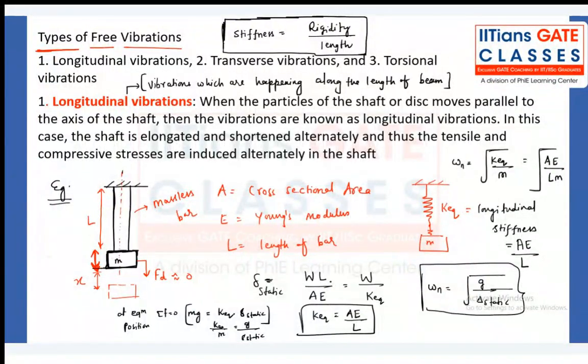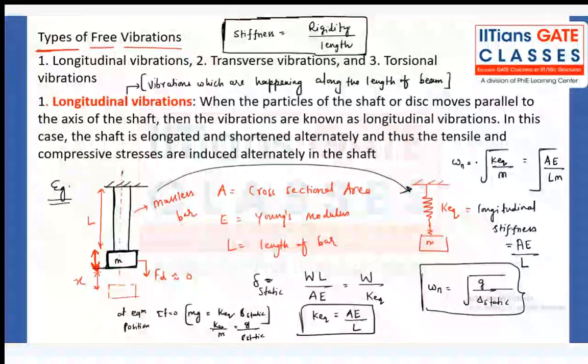Now, we can also replace it with W divided by K equivalent, where K equivalent is AE by L. That is the elastic stiffness of this massless bar. And I can represent this as an equivalent spring mass system, something like this. That stiffness I'm calling longitudinal stiffness.